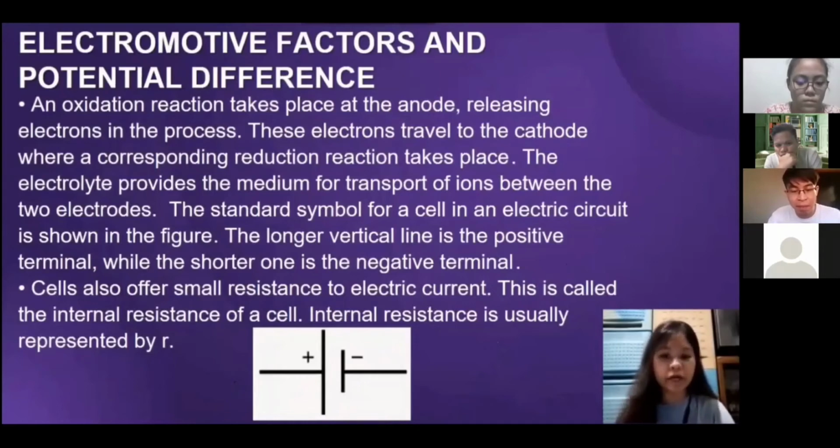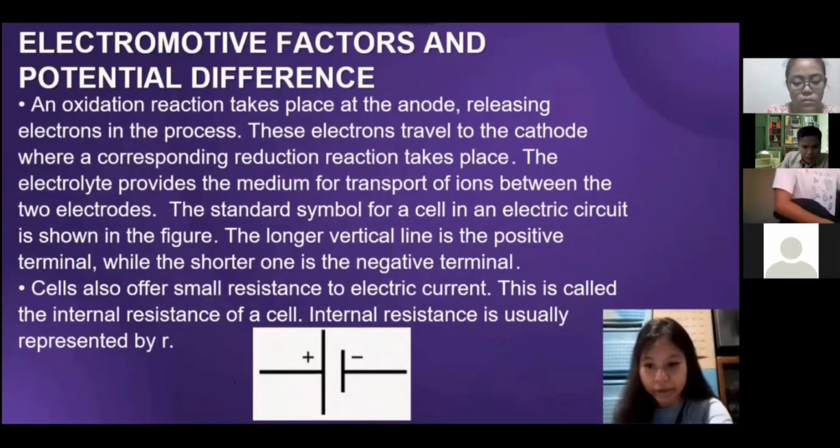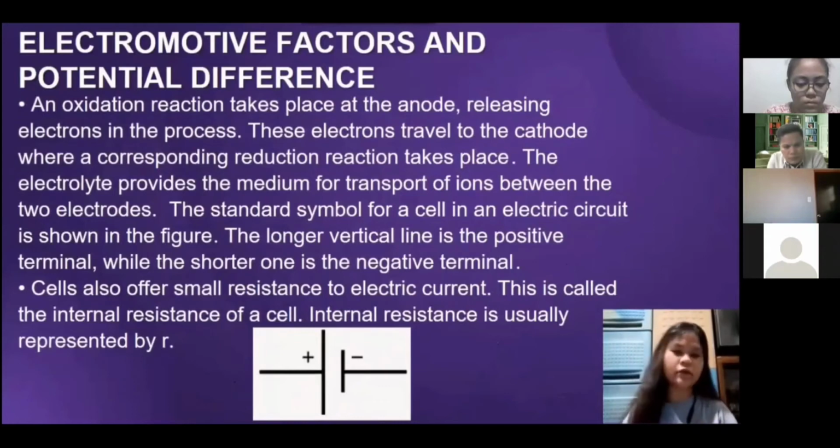The standard symbol for a cell in an electric circuit is shown in the figure. The longer vertical line is the positive terminal, while the shorter one is the negative terminal. Cells also offer small resistance to electric current. This is called the internal resistance of a cell. Internal resistance is usually represented by the letter R.